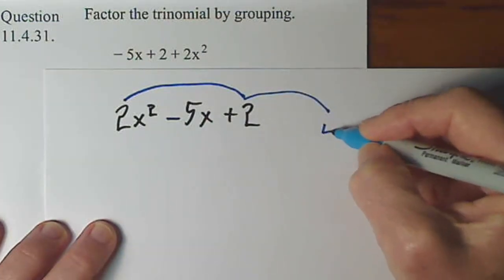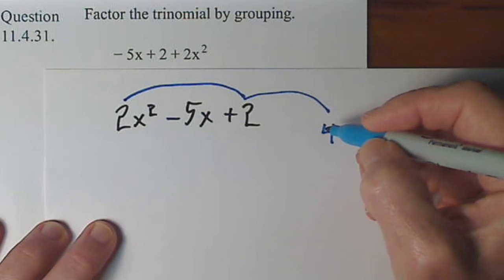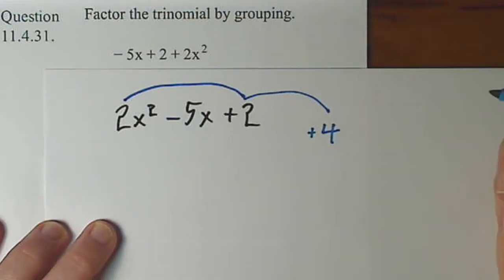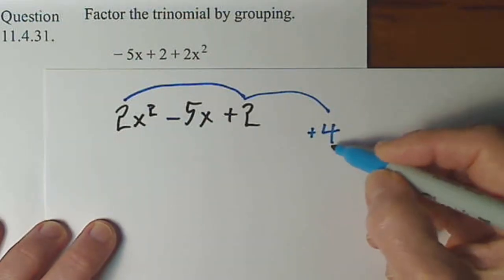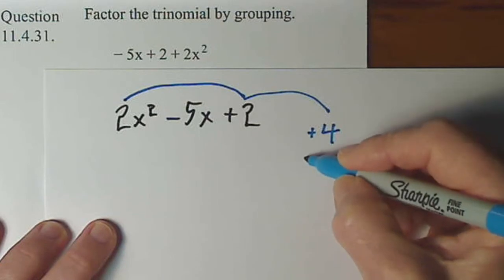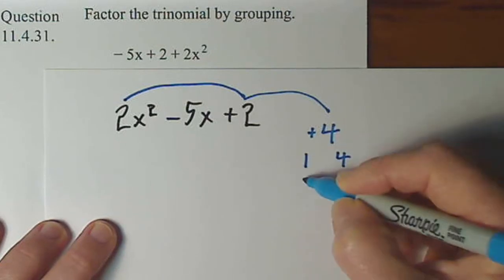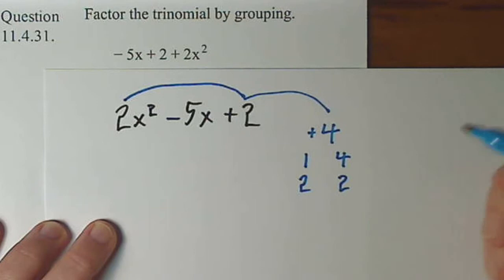You are going to multiply the first term times the last term. That gives you 4. It's a positive 4, note that. And then you list all the factors of 4. 1 times 4, 2 times 2.